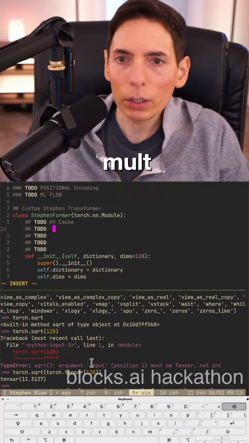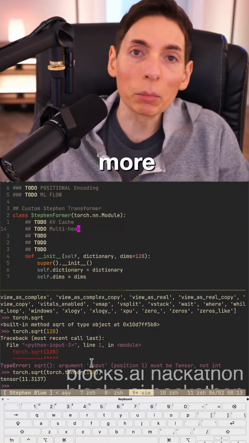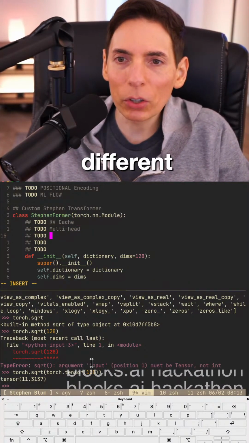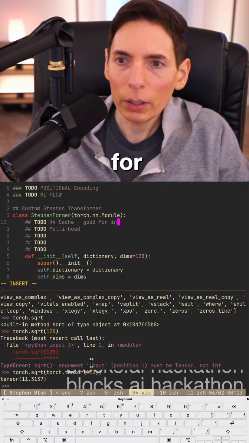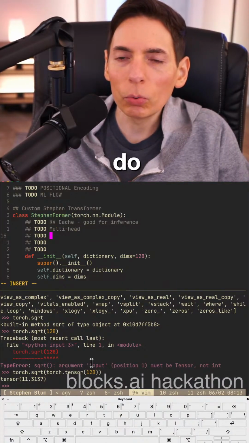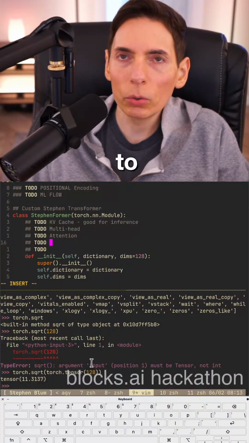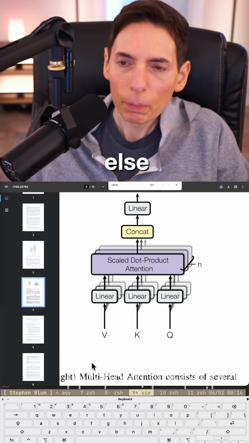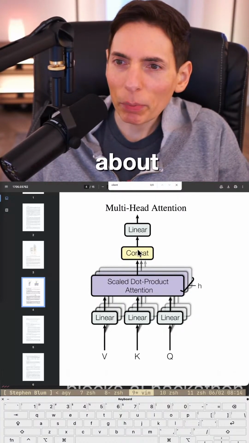We could do multi-head, which is nice because the multi-head is going to give you a little bit more attention on different tokens, right? This is obviously only good for inference. And then we still have to get the attention finished, and then we have to do the forward pass. What else? Okay, yeah, I think it's about right.